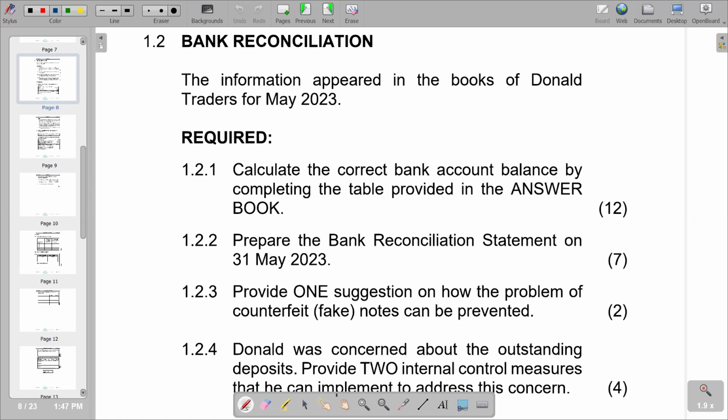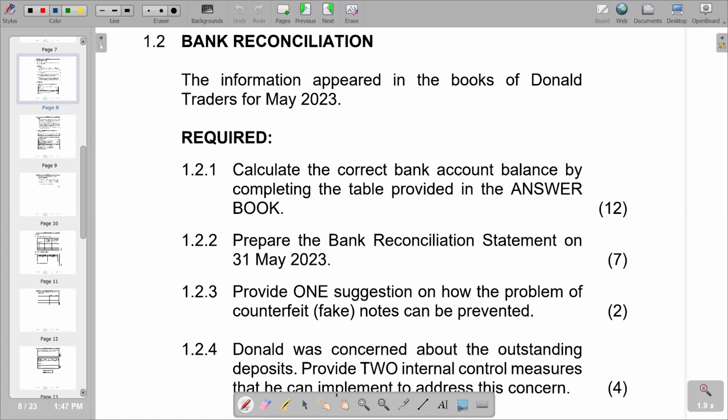In this video, I want to look at the preparation of the bank reconciliation statement, whereby we are going to start by preparing the cash receipts journal and the cash payment journal. So we are going to start by updating them, and then later on we prepare the bank reconciliation statement.